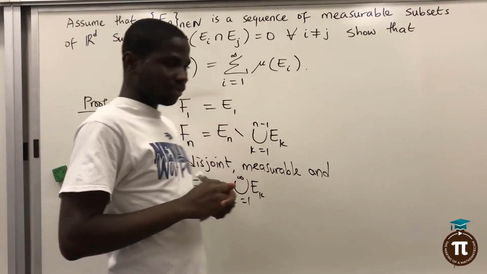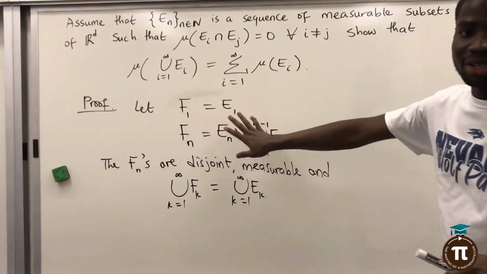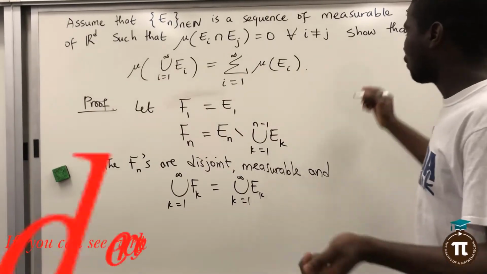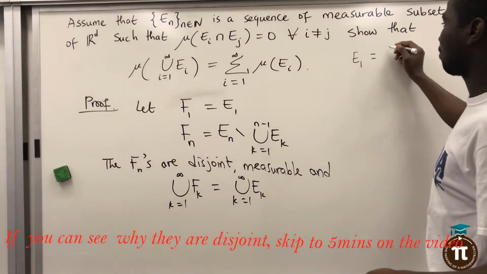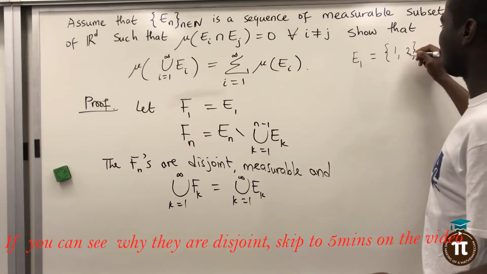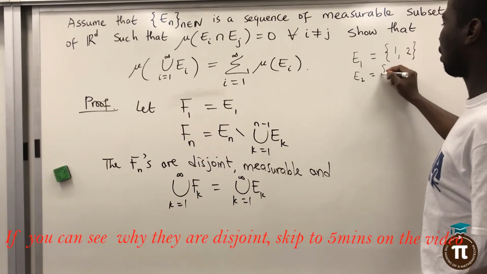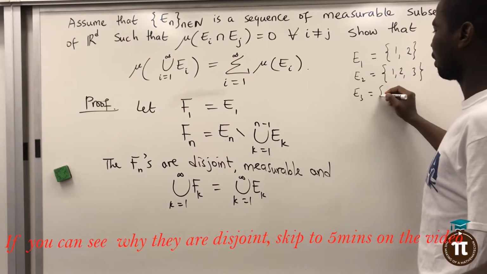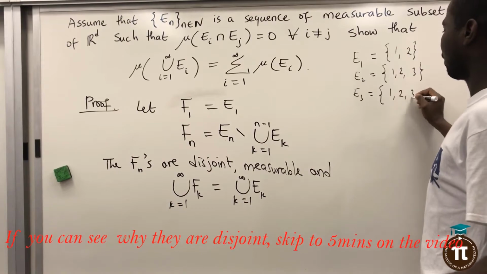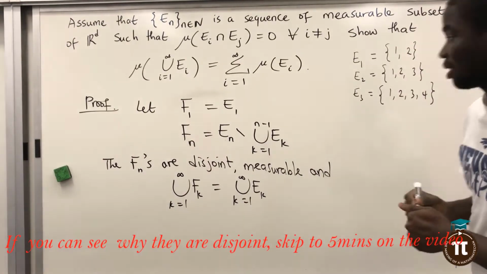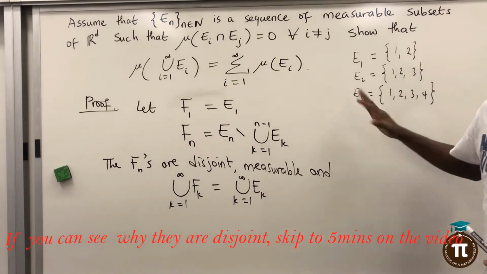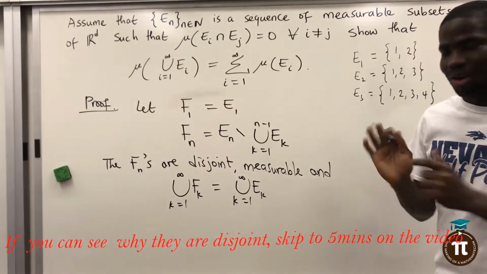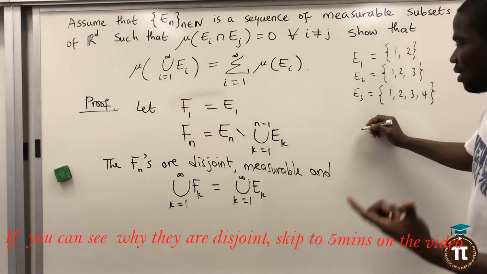Now, how do I know they are disjoint? If you can't see why they are disjoint yet, I'll give you a quick example. Let's say E1, for example, is 1, 2. Let's say E2 is 1, 2, 3, and let's say E3 is 1, 2, 3, 4. Obviously, these three sets are not disjoint, but according to this construction, look at this. What can you see?